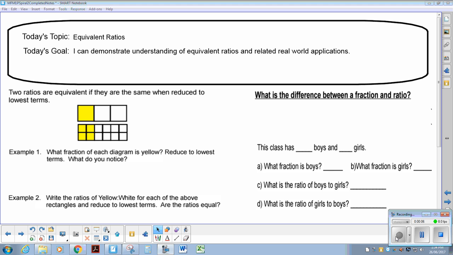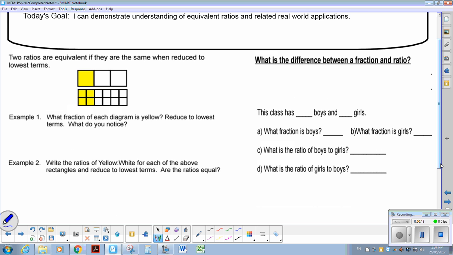So today we're looking at equivalent ratios, and what we want to be able to do is demonstrate understanding of equivalent ratios and related real-world applications. So it is a little bit busy here, but it's really not too much to it. It looks worse than it really is. So first of all, two ratios are equivalent if they are the same when reduced to lowest terms.